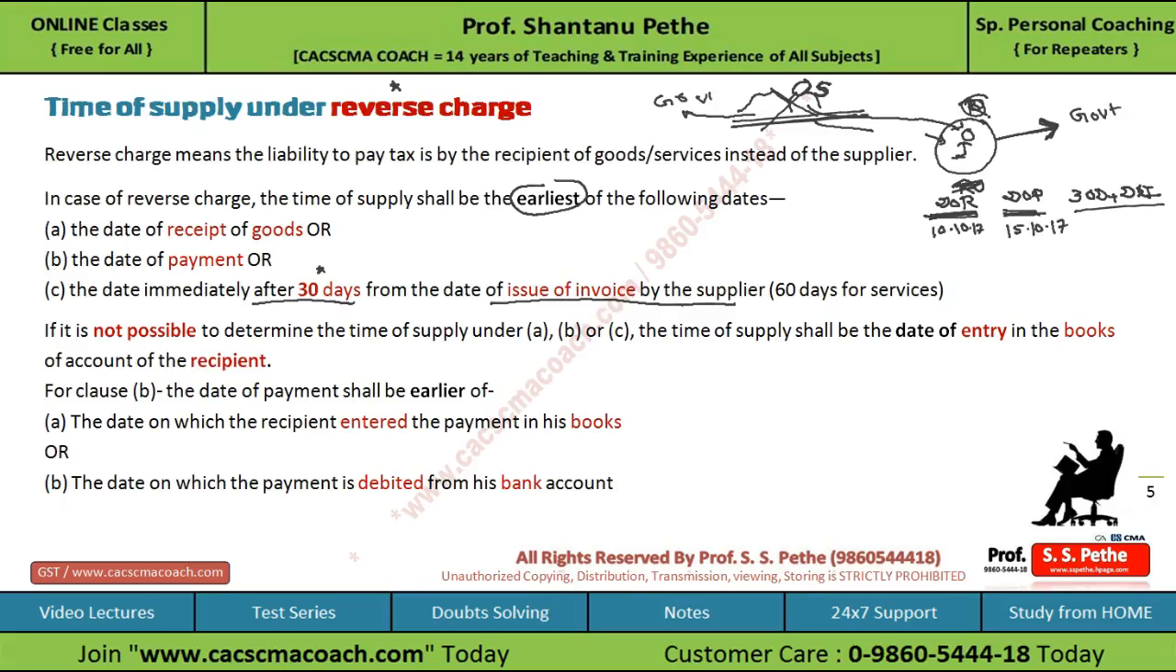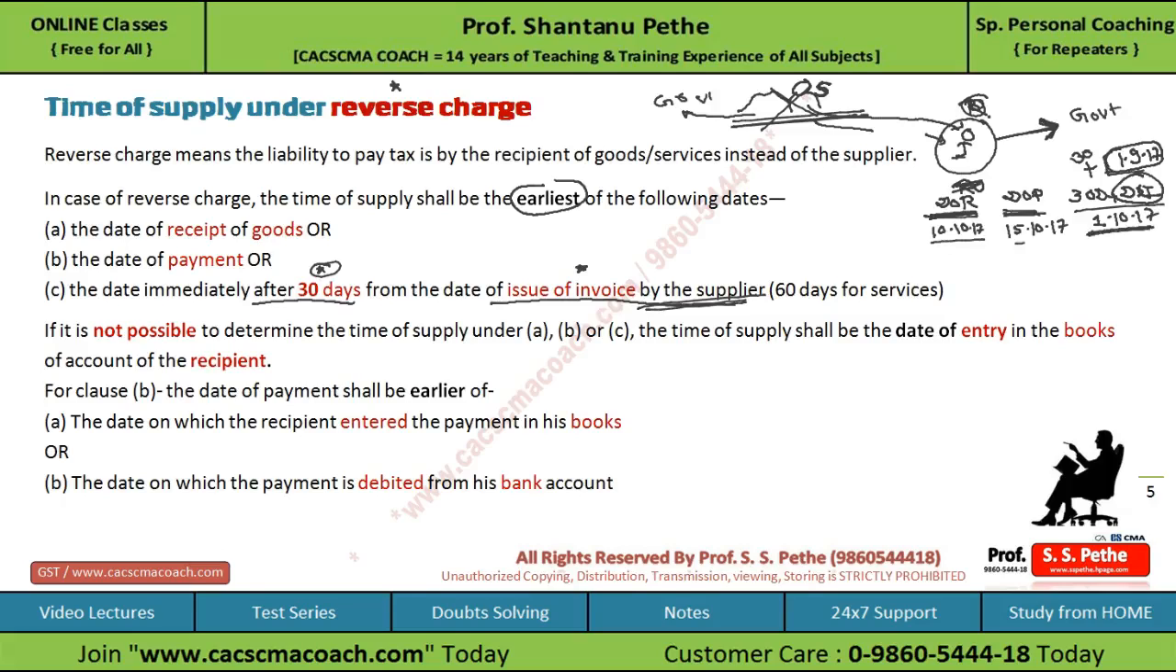And the third date which you have to check is the date immediately after 30 days from the date of issue of invoice by the supplier. So suppose the date of issue of invoice was 1st of September 2017. Then you have to add 30 days and take the next day immediately after this. So 30 days from this date is up to 30th of September, and then the next date will come on 1st of October 2017. That is, you just have to add 30 to the date of issue of invoice by the supplier. So you will get the date, that is 1st of October 2017.